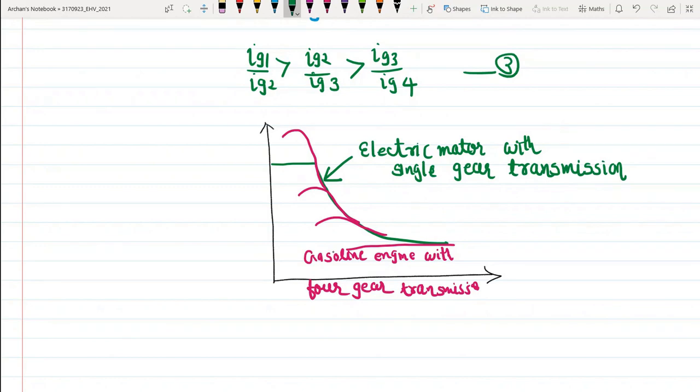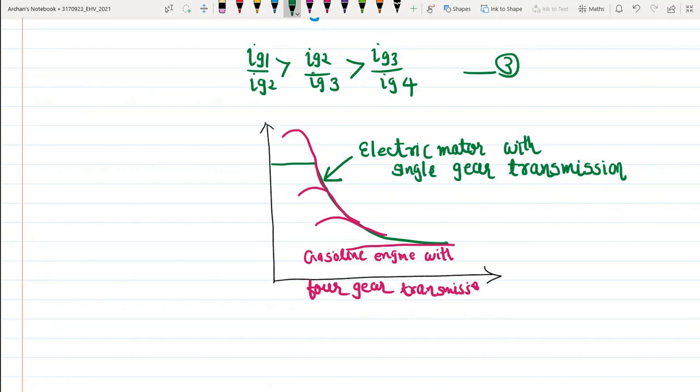Okay, so this figure shows the tractive effort of a gasoline engine vehicle with 4-gear transmission and that of an electric vehicle with single gear transmission. And it is clear that the electric machines with favorable torque speed characteristics can satisfy tractive effort with a simple single gear transmission, right? So this was about the manual gear transmission.